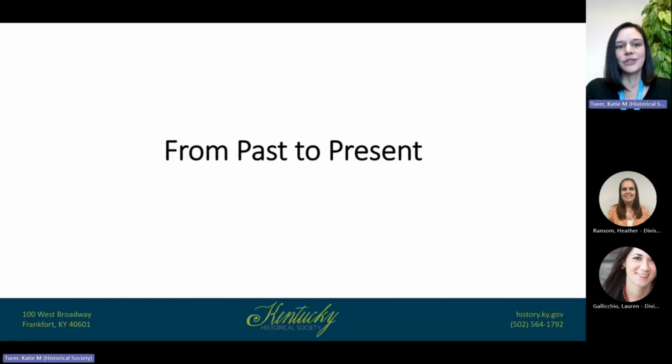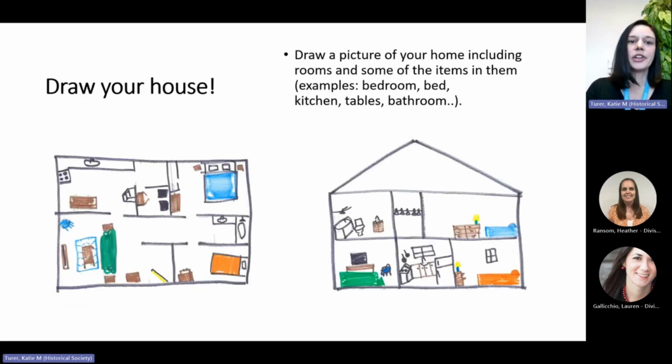So now we get into the actual activity portion, now that you've seen the content. In this investigation, we are going to start out by asking students to draw a picture of their house. They should spend a little bit of time, however they would like to do it.